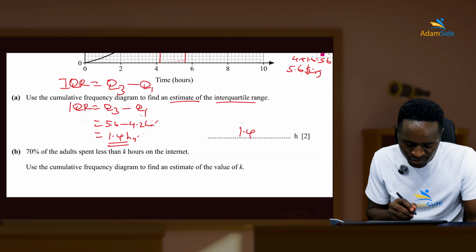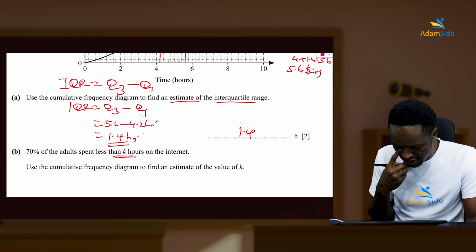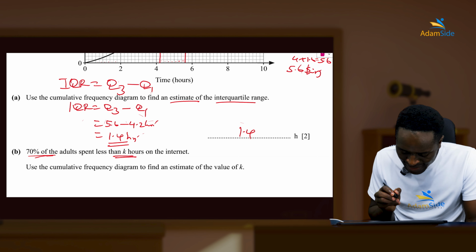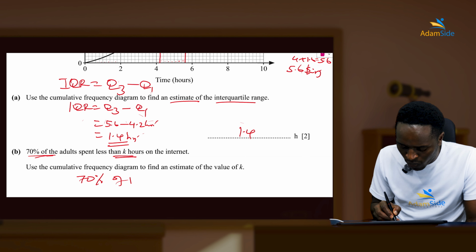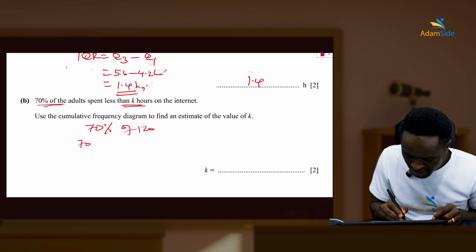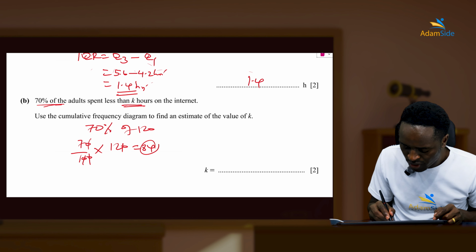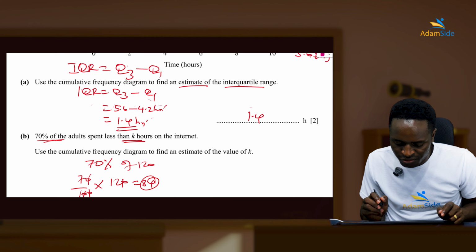Then question B says, 70% of the adults spent less than K hours on the internet. Use the cumulative frequency diagram to find an estimate of the value of K. So 70% of the adults, that is 70 over 100 times 120, you get 84. So we go to 84 on the cumulative frequency and find an estimate.